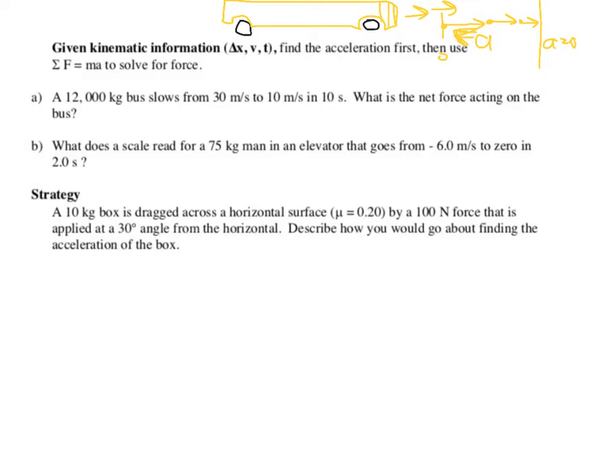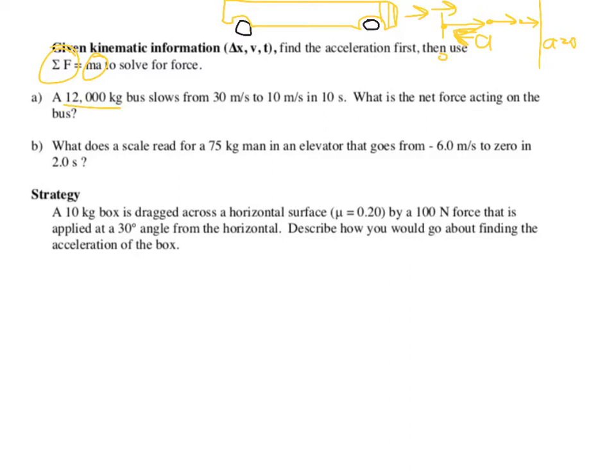Let's see, what do we know? From 30 to 10 meters per second in 10 seconds, what is the net force acting on the bus? Well, net force is this, okay? That is the net force. So do we need to know all the different forces acting on the bus? No. All we need to know is ma. If we know what ma is, then we know what the net force is on the bus. The net force is the total sum of all the forces, the amount of imbalance, if you will. So we need to know A. We know the mass. The mass is 12,000 kilograms. So we know m, we need to know a.